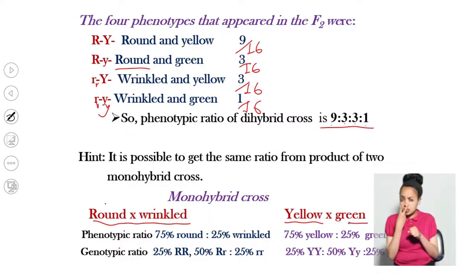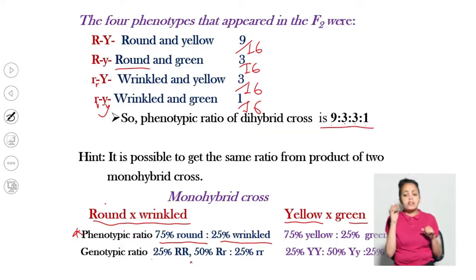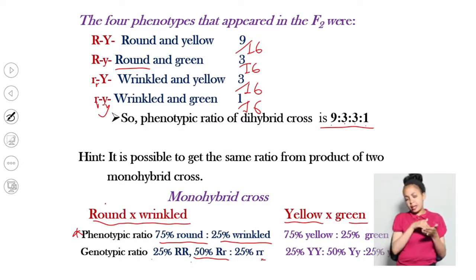Here, the phenotypic ratio for this one in the F2 generation is 75% round and 25% wrinkled. And the genotypic ratio for this one is 25% R capital homozygous, 50% R capital R small heterozygous or hybrid, and 25% homozygous R small. The same is true for the other one. If we cross these two, we can obtain the genotypes and phenotypes of this cross.